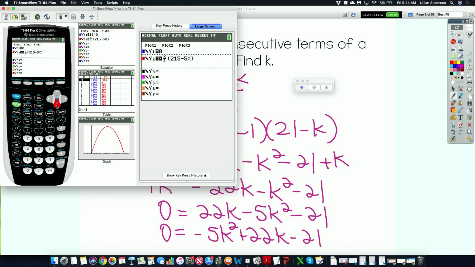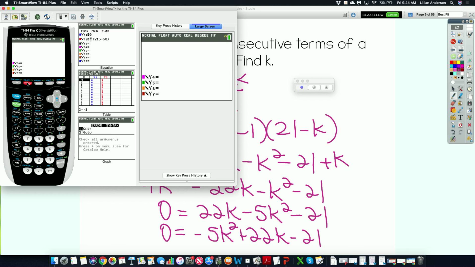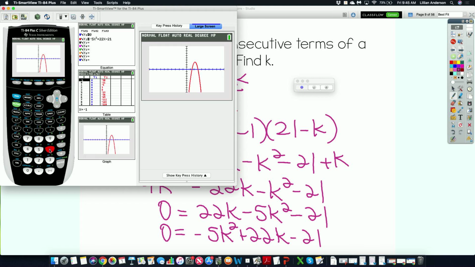So 0 into y1, and negative 5x squared into y2. Because we can't plug in k, we have to use x. We just have to remember that x represents k. And then we graph it, and we're trying to see where the two intersect. I always go back to a standard window. Zoom 6 always takes me back to a standard window because I use this thing for so many different things and I want to make sure that I'm always starting from scratch. There's my quadratic.